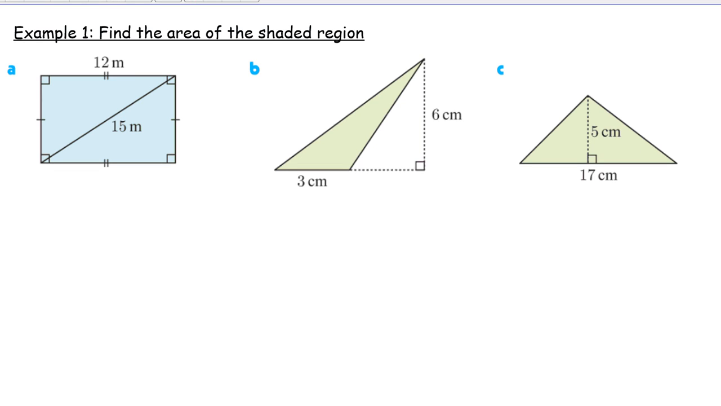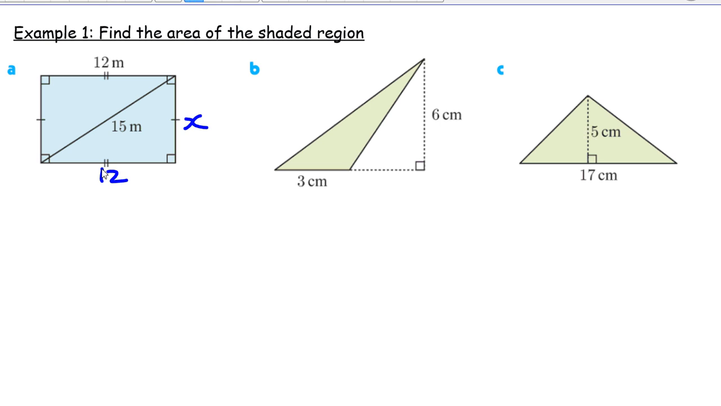In this video, I'm going to show you how to calculate the area of different shapes. I'll start with the first one, A. Suppose you want to find the area of the shaded part. Definitely the shaded part is a rectangle. We need to have the base and the height. Now, obviously, here the base is 12, but we don't know what the height is.